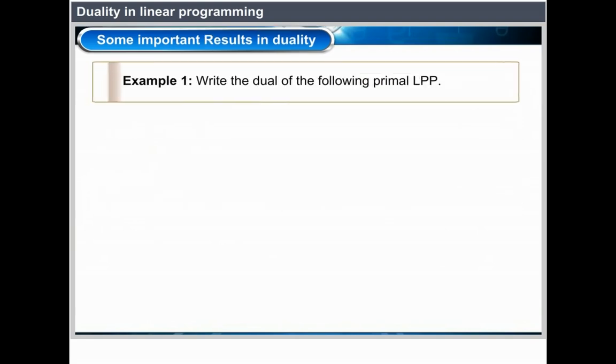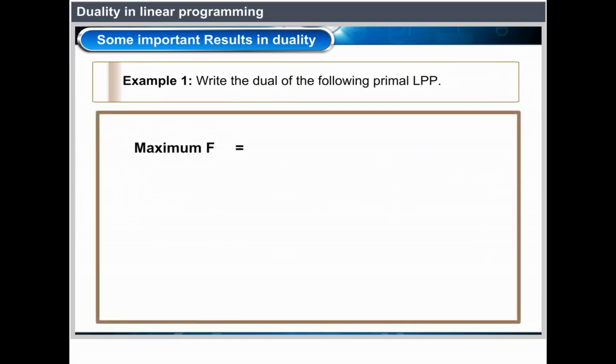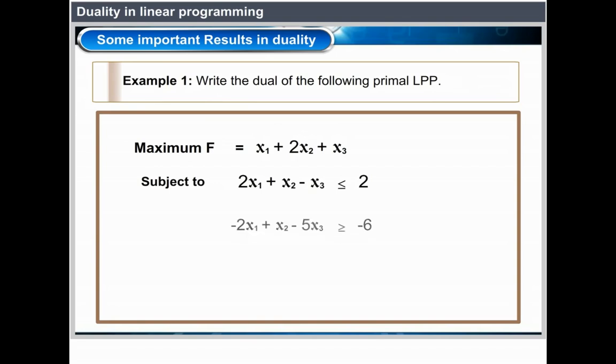Example 1. Write the dual of the following primal LPP. Maximize f equals x1 plus 2x2 plus x3, subject to 2x1 plus x2 minus x3 less than or equal to 2, minus 2x1 plus x2 minus 5x3 greater than or equal to minus 6, 4x1 plus x2 plus x3 less than or equal to 6, and x1, x2, x3 greater than or equal to 0.